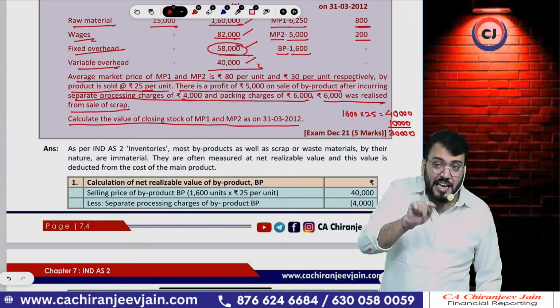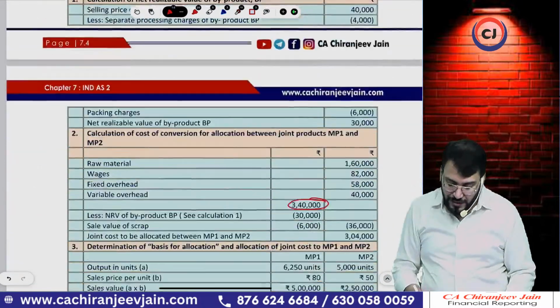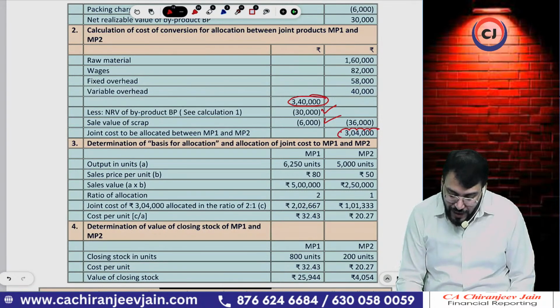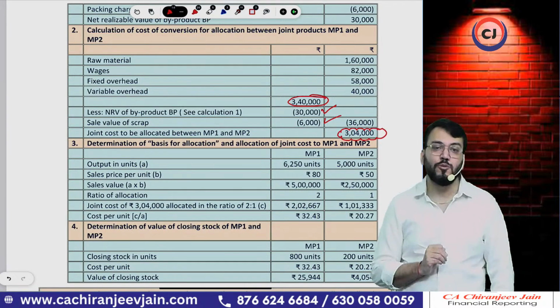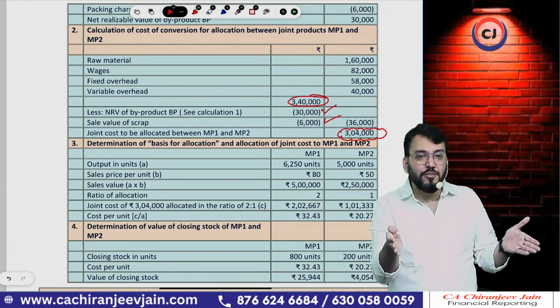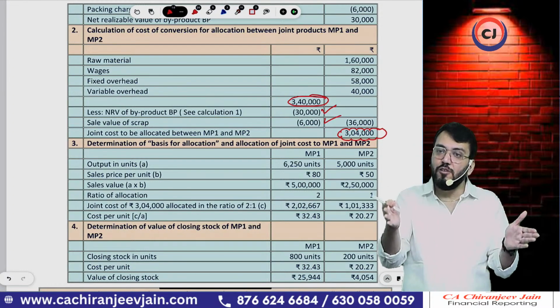Then what is the realizable value of scrap material? That will also be deducted. So they have deducted 30,000 and 6,000, and this becomes the total joint cost after deduction, 3,04,000. This will be allocated in the ratio of sales value of the main product. So first we'll find out the sales value of the main product.